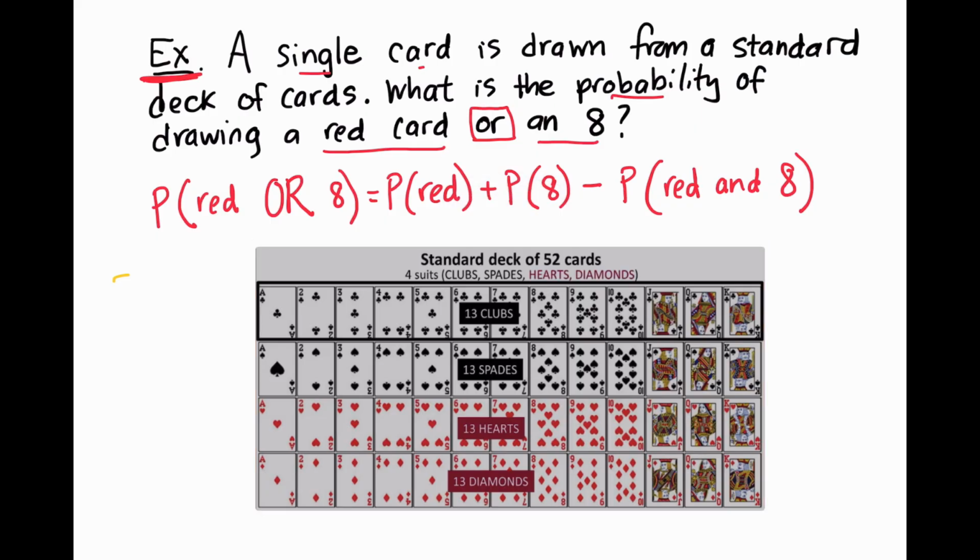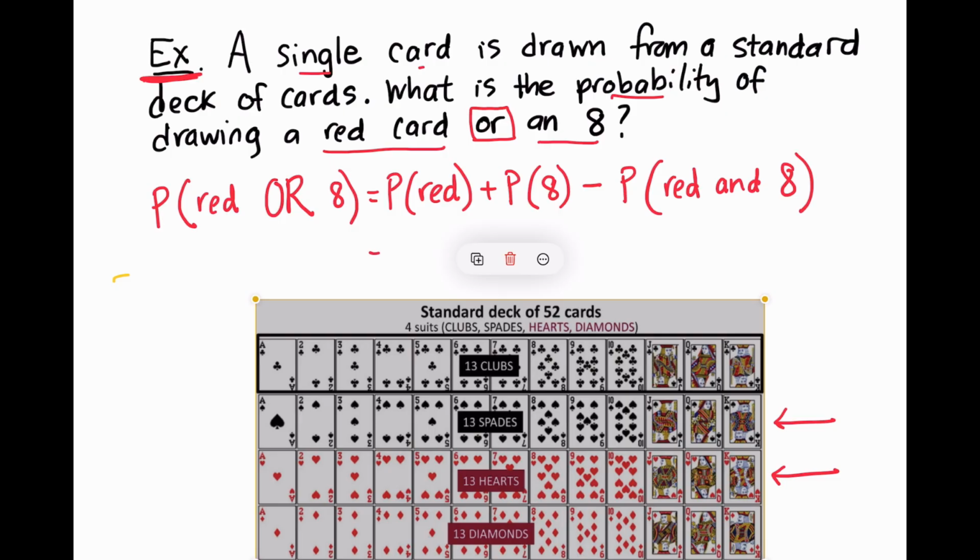And let me remind you once again, a standard deck of 52 cards. We've got our red cards down here, they're called hearts. And we've got another bunch of red cards down here called diamonds. So there's 13 hearts and 13 diamonds. So we can say the probability of drawing a red card is going to be 26, so 13 plus 13, over 52 cards. And what is the probability of drawing an 8? Well, it looks like we've got four 8s here, and that's it. So I've got 4 out of 52. And then the question is, how much did I double count?